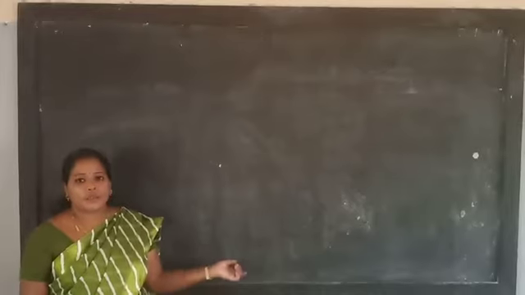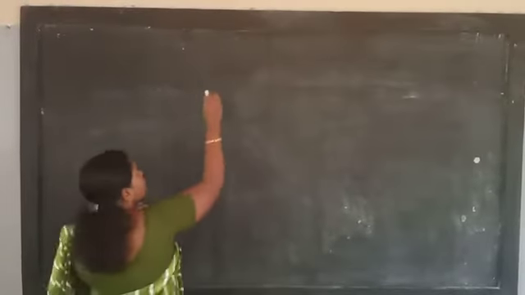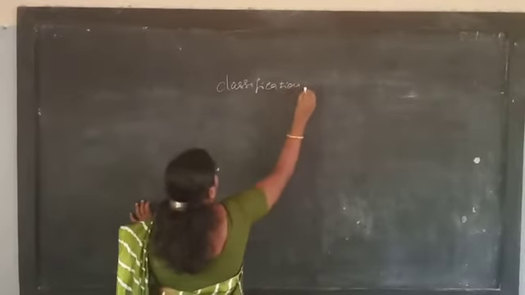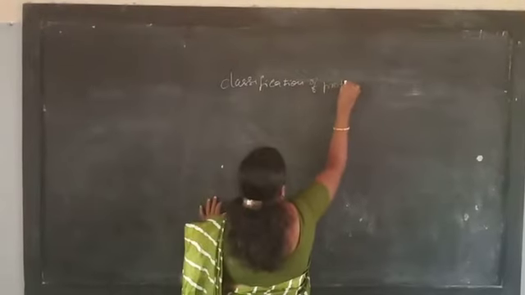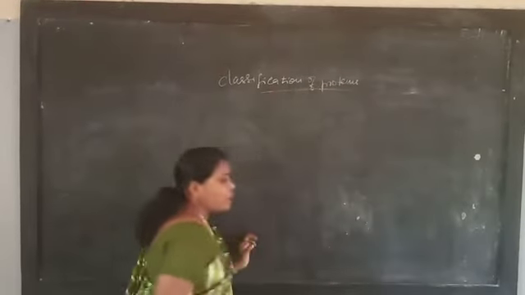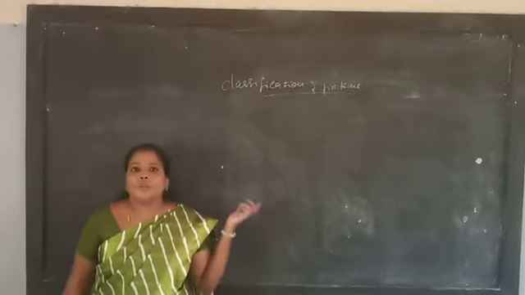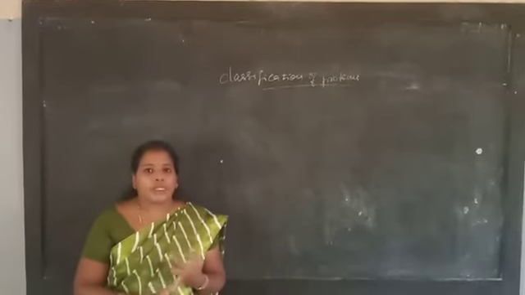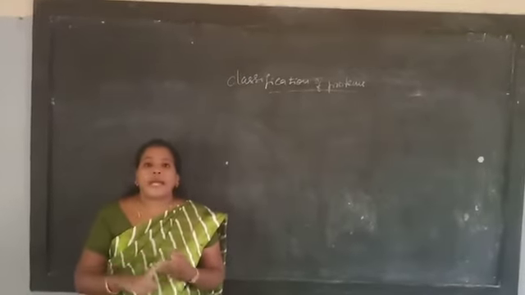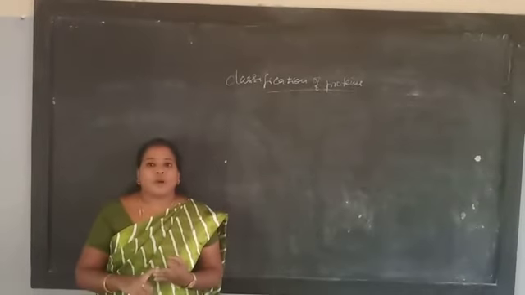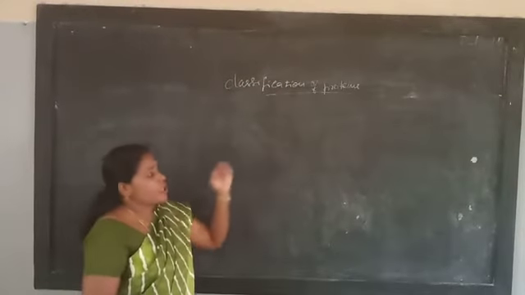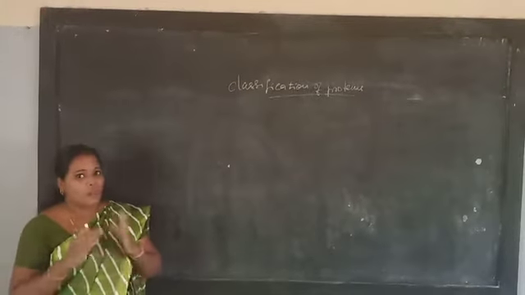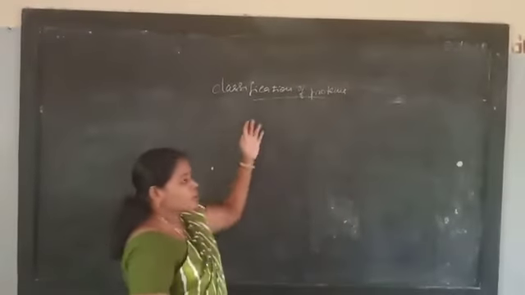Today, we are going to discuss classification of proteins. We know that proteins are polymers of alpha amino acids. They are the abundant organic molecules of life, and they perform static and dynamic functions in living organisms. Proteins are made up of amino acids, and each amino acid is linked by a peptide bond. Now let's move on to the classification of protein.